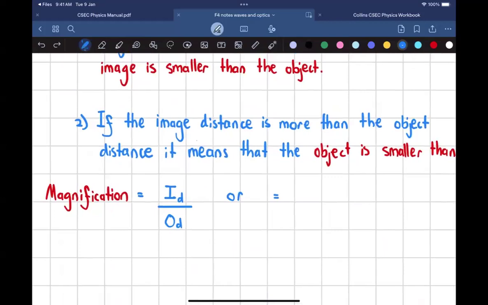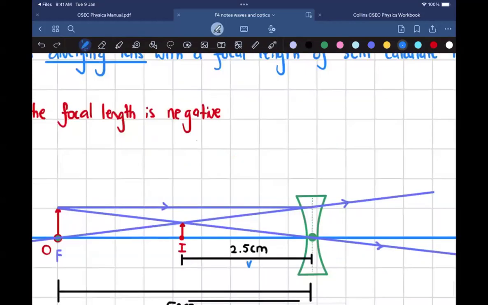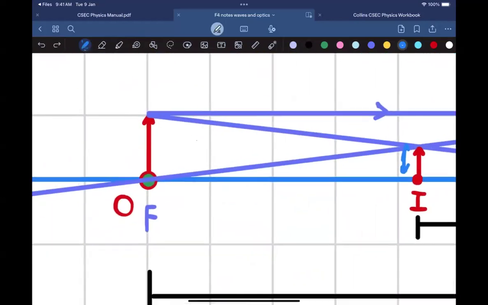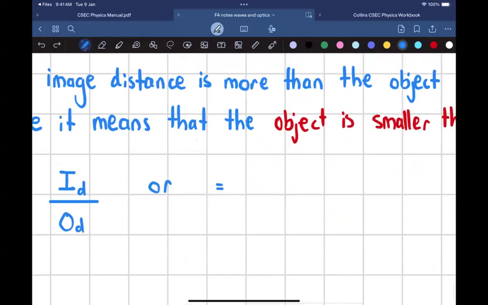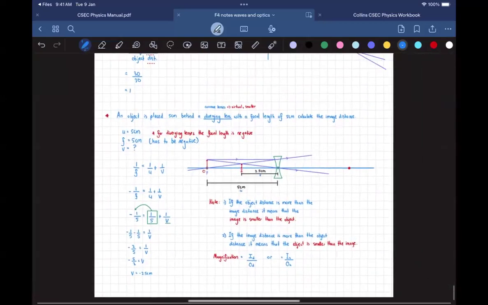And what's the other thing I could compare? I could compare the distance from the center. I could also compare what? What is this over here? You see what are the objects? Yes, I can compare the image height and the object height. Yeah, so I could copy down all that.